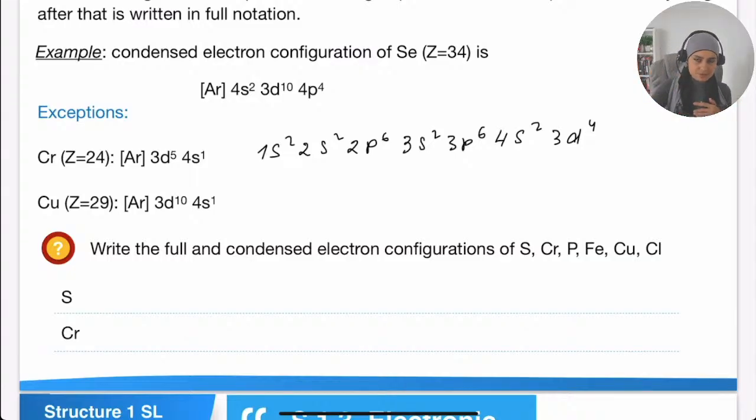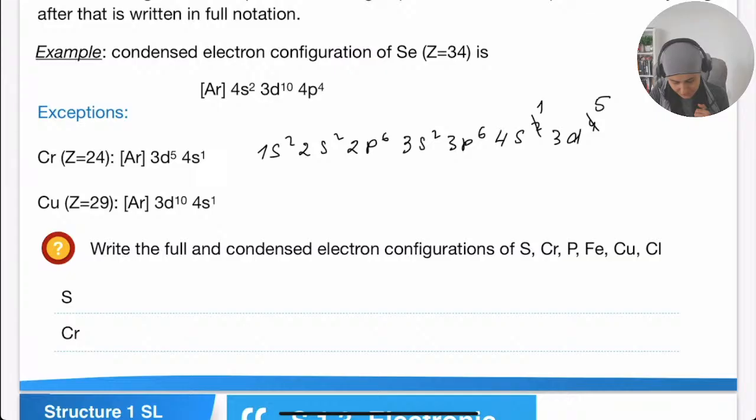Now chromium is an exception, because an exactly half-filled 3d is more stable, it has some extra stability. So instead of having 4s2 3d4, you promote a 4s electron to the 3d. Instead of 4s2, I have 4s1 3d5. I didn't change the total number of electrons. It's still 24, but instead of 4s2 3d4, I write 4s1 3d5.